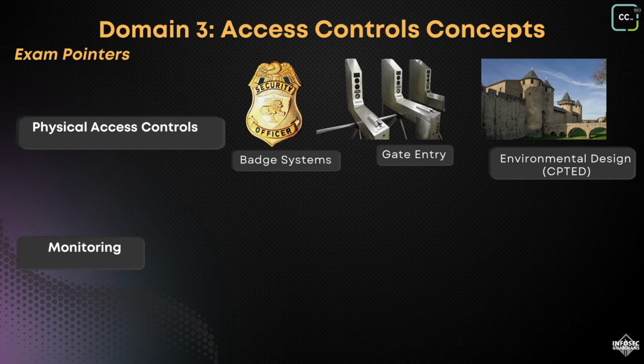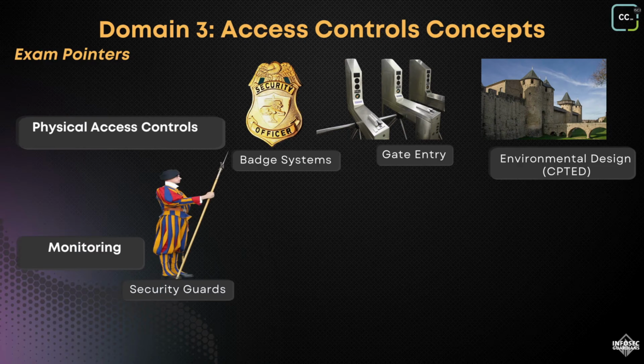Now, how do we monitor all this? Security guards, they're the boots on the ground, patrolling and enforcing your physical security policies. They manage access control points and respond to incidents. CCTV or closed-circuit television, these cameras monitor and record activity, acting as both a deterrent and a tool for investigating any security breaches.